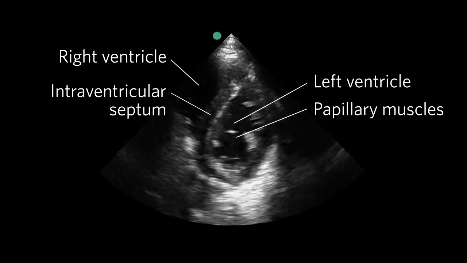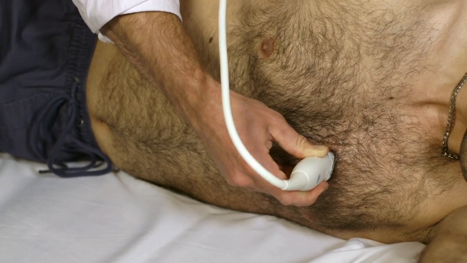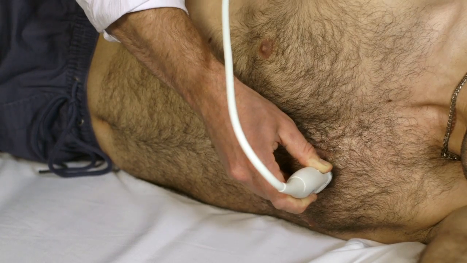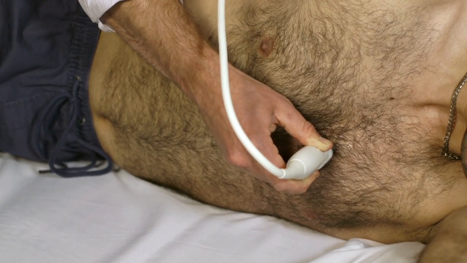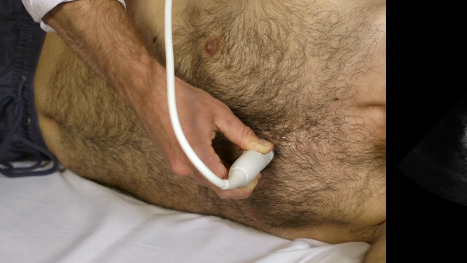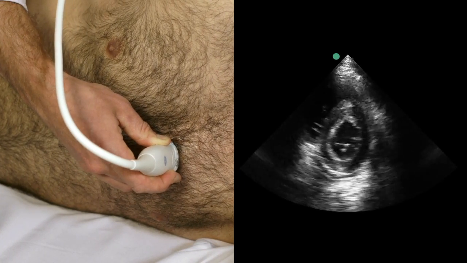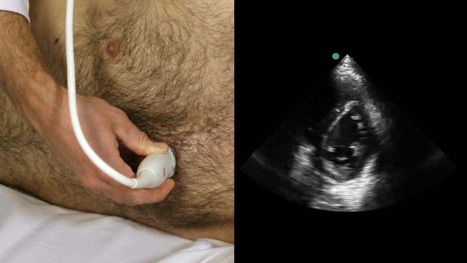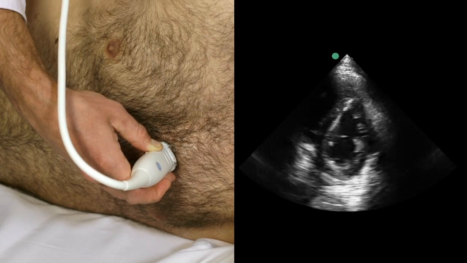To acquire this view from the parasternal long view, slowly rotate the probe counterclockwise 90 degrees, aiming the probe indicator towards the patient's right elbow. Continue rotating until the left ventricle has a donut shape. Find the papillary muscles at the level of the mid-ventricle. This is the best site to assess LV function.